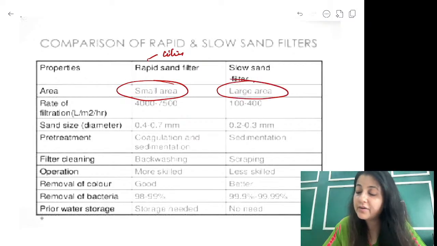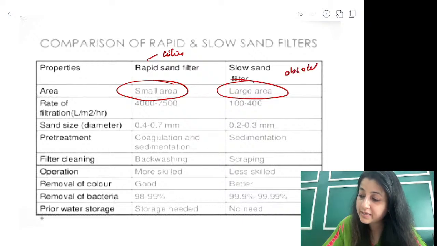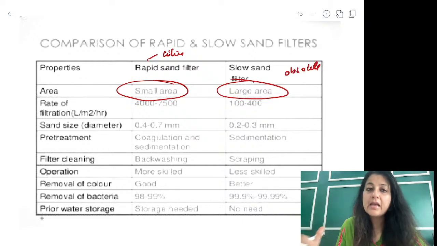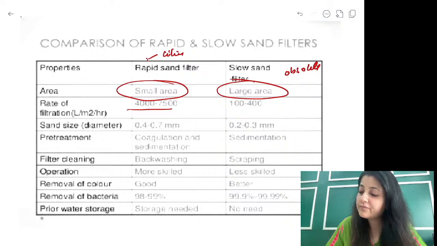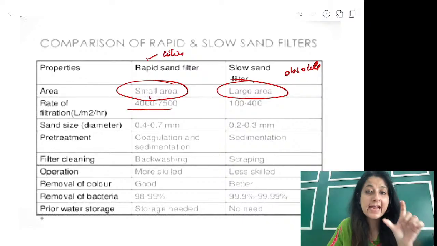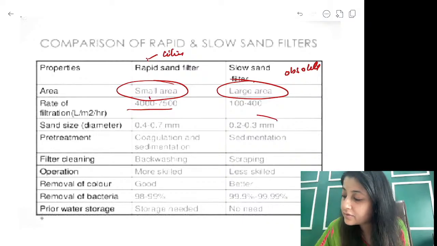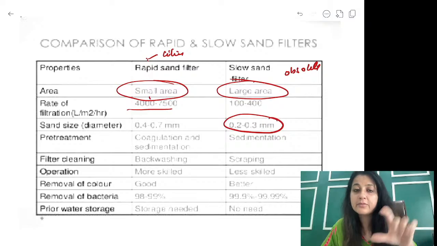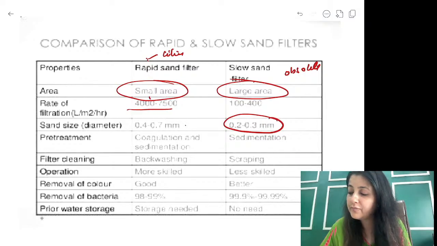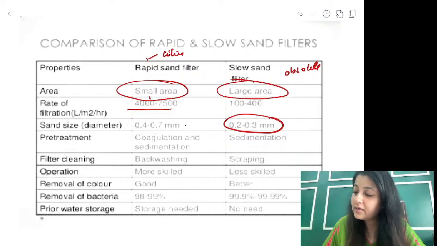But slow sand filters are becoming obsolete. They require huge areas. Rate of filtration, of course, is fast in rapid sand filter. The sand size in slow sand filter is even smaller, 0.2 to 0.3. In rapid, it is 0.4 to 0.7. Pre-treatment do you do in both? Rapid also, slow sand filter also.